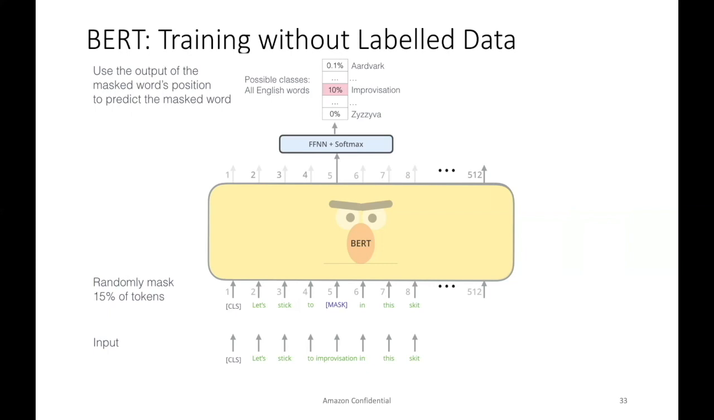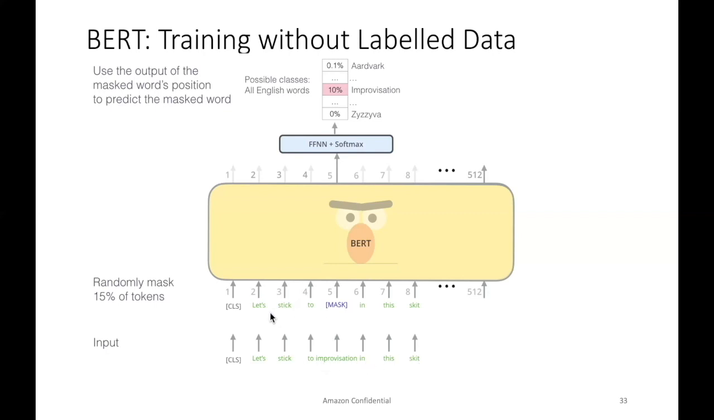But that is not the only reason for the success of BERT. There is a secondary reason, which is that BERT trains without any labeled data. Basically, you can train BERT on just plain text corpora without any labels. How does it do that? BERT basically takes the task of predicting masked words. So you take a sentence, for example, let's stick to improvisation in this kit, and you mask one or two words from this sentence.